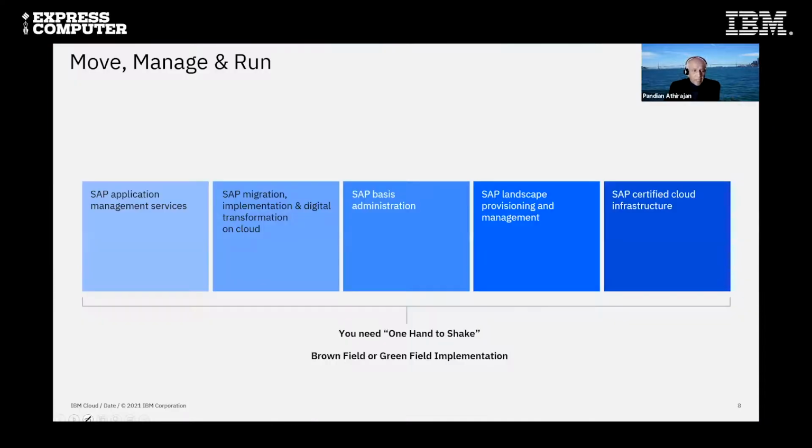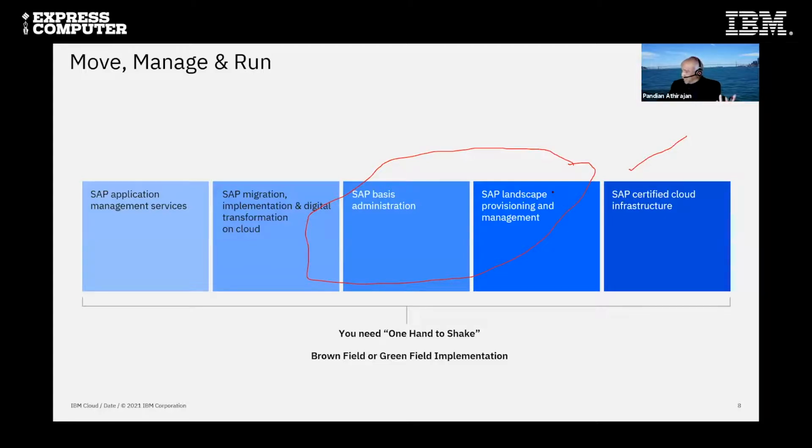So if you're looking at all these technologies, and then if I want to put them into a broad number of buckets, I would probably look towards 5 different buckets. Going from right to left, one thing is going to be the SAP certified infrastructure. That is going to be the key on which you are going to deploy your SAP application. And then the second thing is that somebody needs to take care of provisioning of the landscape on the cloud and managing the landscape.